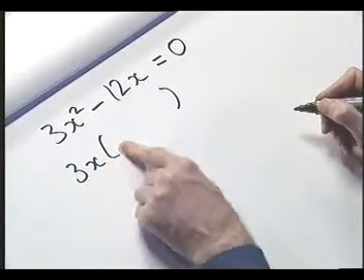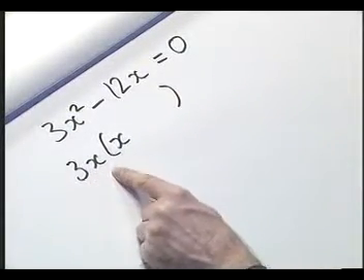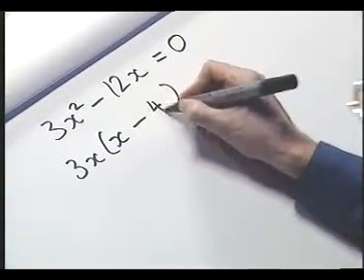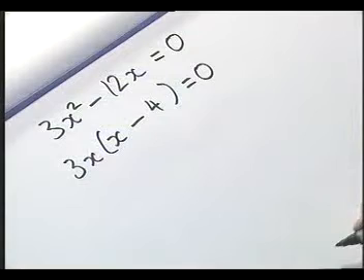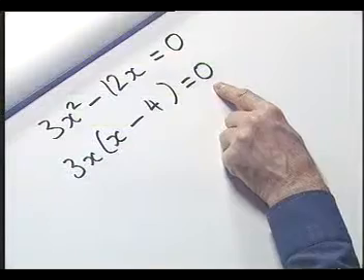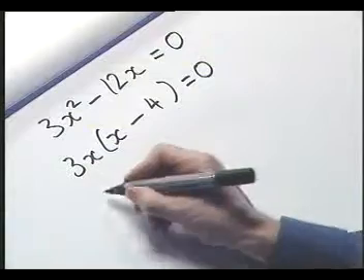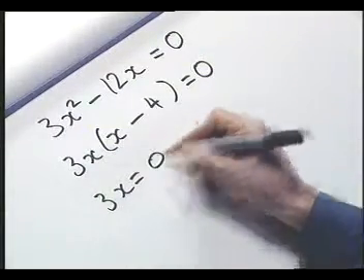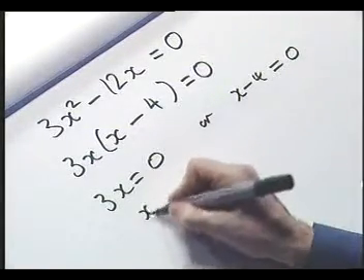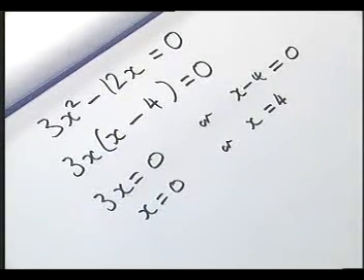So we can take out 3x as a common factor. 3x times by something has to give us 3x squared, so that's got to be x. And 3x times by something has to give us minus 12x, so that's got to be minus 4. And so that equals 0. Two numbers multiplied together give us 0, so one of them has to be 0 or both of them have to be 0. So we can say 3x equals 0 or x minus 4 equals 0. So therefore x is 0 or x equals 4.